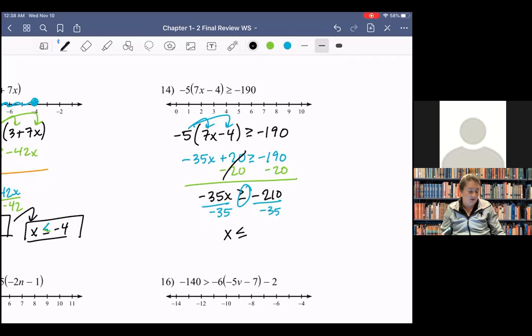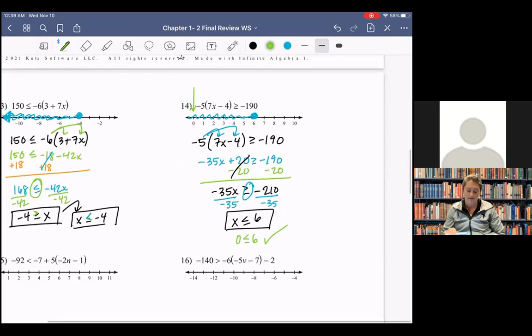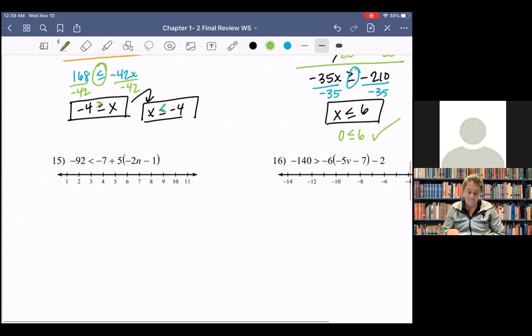-210 divided by -35 is just 6. So x is less than or equal to 6, put a closed circle on 6, and we'll shade to the left side of 6. So I could pick a point and double check. 0's over here. 0 less than or equal to 6. Yep, the alligator's eating the 6, which is the right thing to do. So that makes sense. Okay.